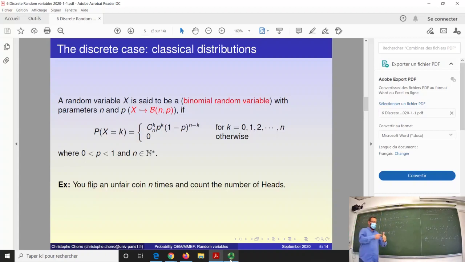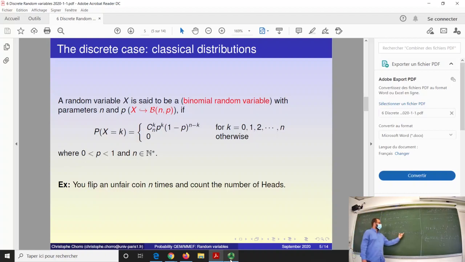This head can be in the first run, the second one, or the third. So I have this one: head 1, tail 2, tail 3, okay? Union, tail 1, head 2, tail 3, union, tail 1, tail 2, head 3. Okay? It's the three possibilities to obtain a single head.